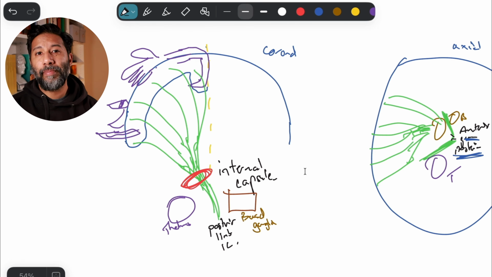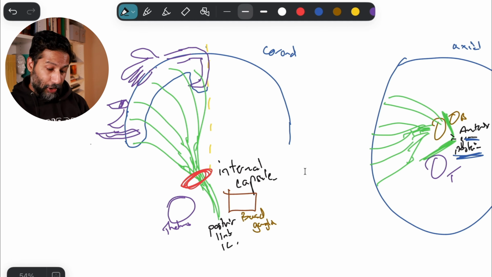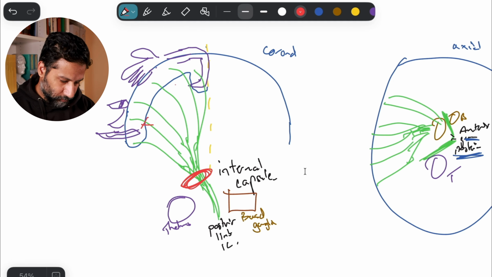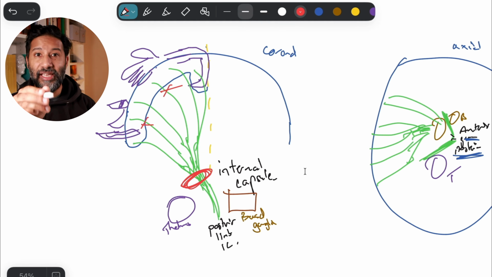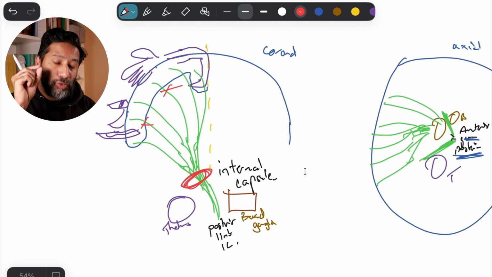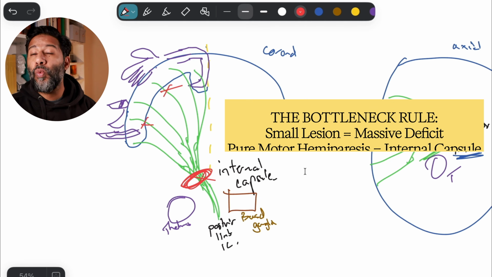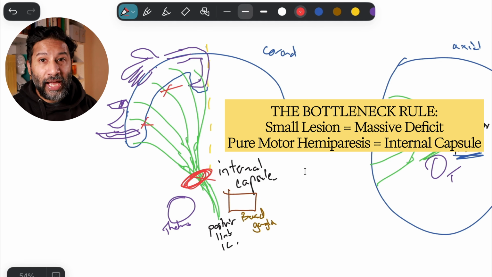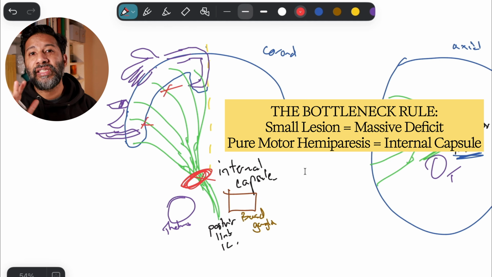Now think about what that means. At the cortex, a stroke takes out a small area. You lose the hand, but maybe the leg is fine. The fibers are spread out, so a small lesion only catches a few of them. But in the internal capsule, every motor fiber in the entire side of the body is squeezed through a space a few millimeters wide. One tiny lesion here, one small blood vessel that strokes out, and you knock out the entire face, arm, and leg at once, and it's incredibly dense.